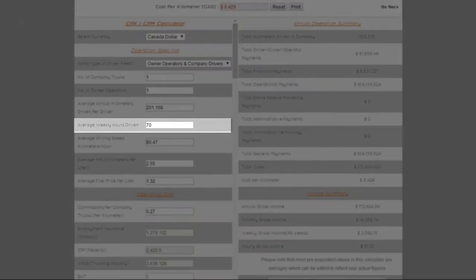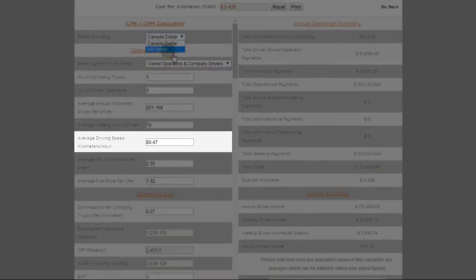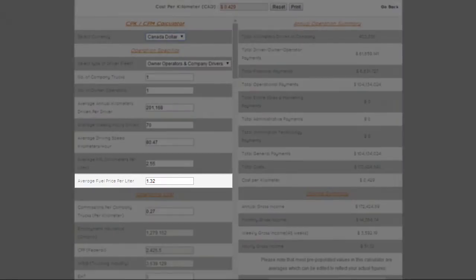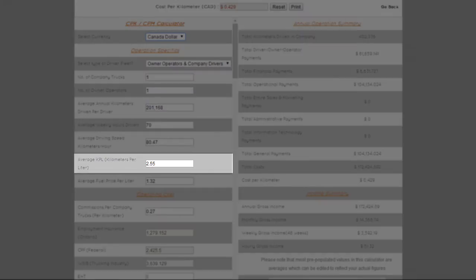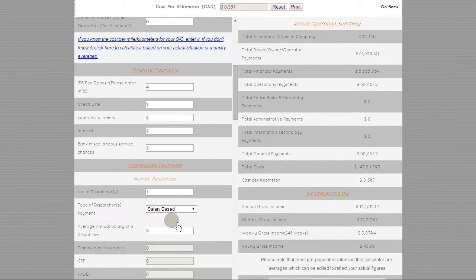Your average hours driven should be 70 hours as per regulations, as well as the average speed, which should be 50 miles per hour or 80 kilometers per hour. But the average cost per liter as well as the miles per gallon and kilometers per liter could be different. You can change these pre-entered values to reflect your actual situation. You will notice that fuel is perhaps the most significant cost related to your driving, and you can also see how small savings in gas rates can save you money.